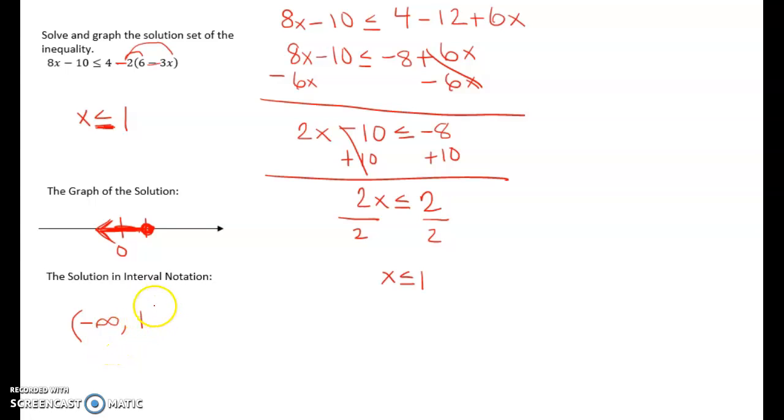Now will 1 have a parenthesis or bracket? Well, it's back up to this equal sign and this solid circle. It's included. We want that 1 included, and so it's going to be a bracket. So that will be your final answer. Make sure you do each step carefully, solve, and then graph, and then make sure your interval notation reflects your graph.